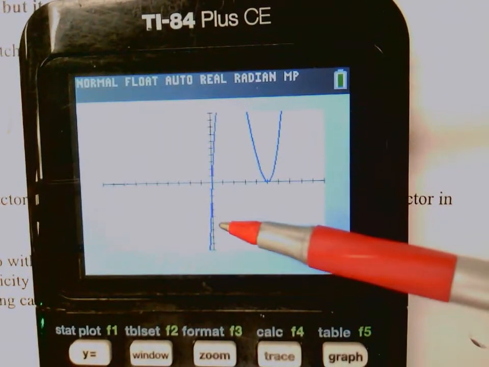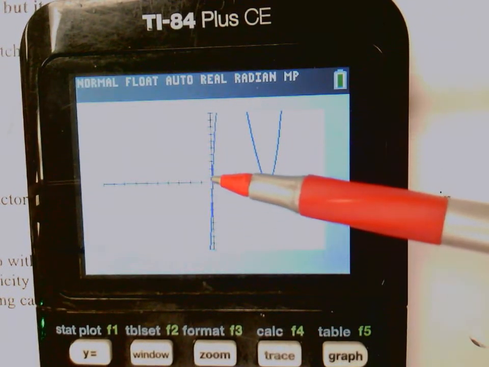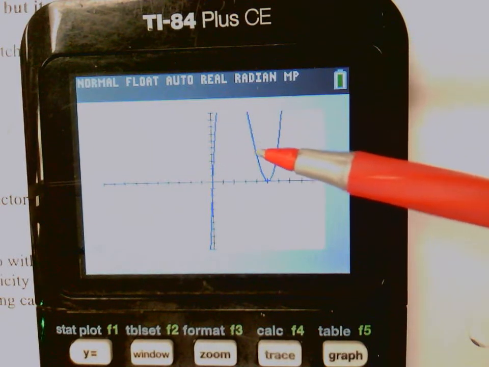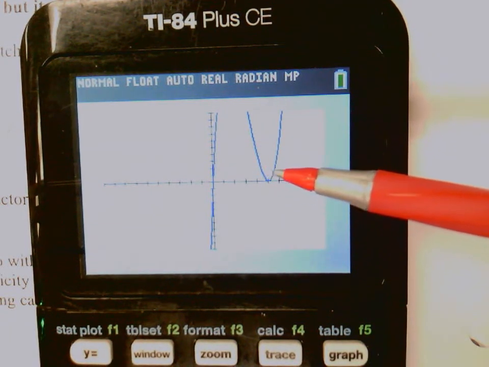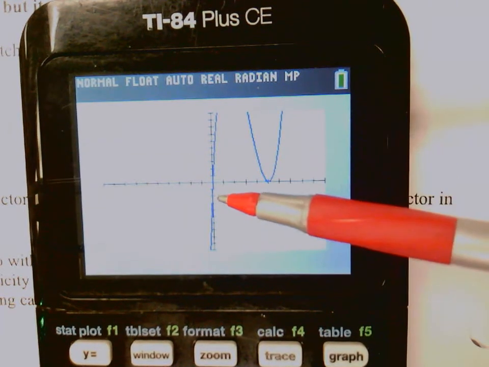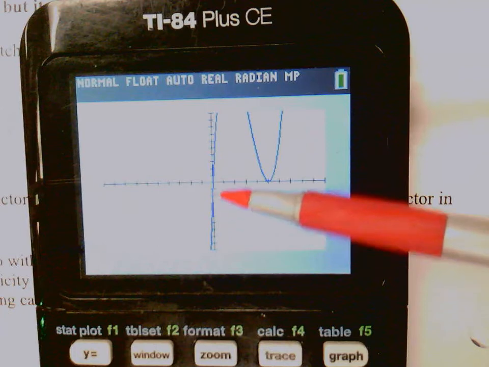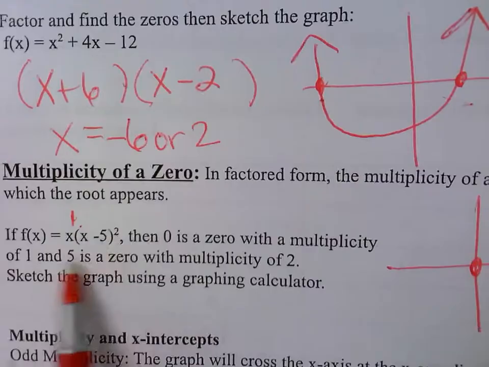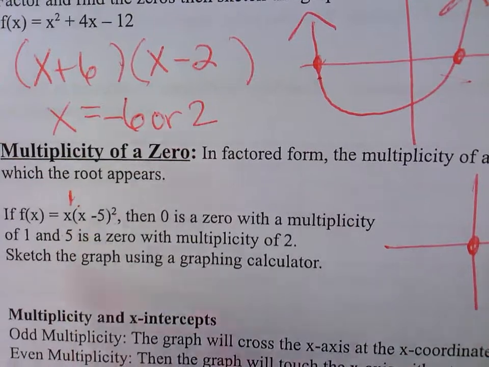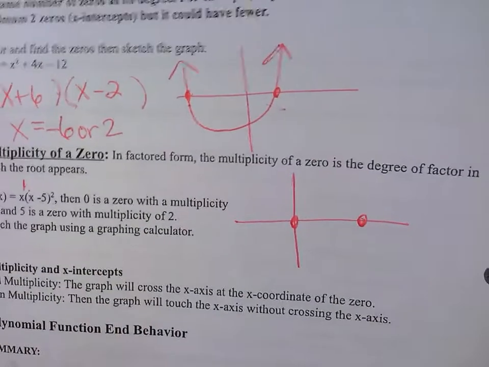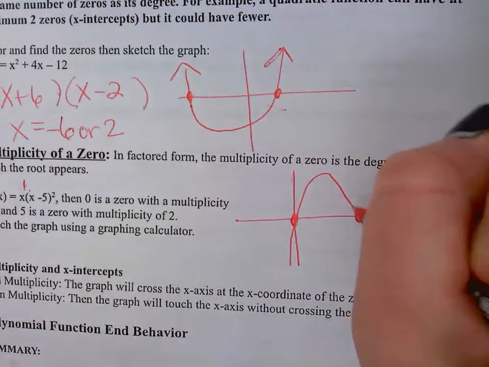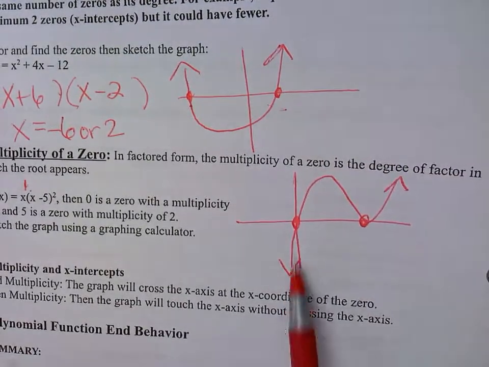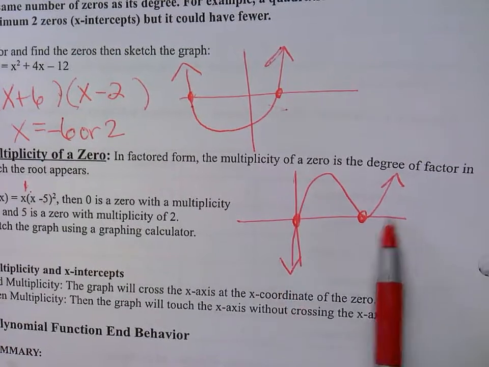So here is, so what's happening? At 0, it's cutting through the x-axis, and then it's going to come up to this turning point, go back down, and then it just touches at 5 and bounces off. So the multiplicity affects what type of x-intercept you have. Does it cut through the x-axis, or does it bounce off? I kind of think of this as like a quadratic. It's bouncing off the x-axis because it is a factor that's kind of like a quadratic. So let's see, this graph looked like something like this. So it cut through at 0 and it bounced off at 5.